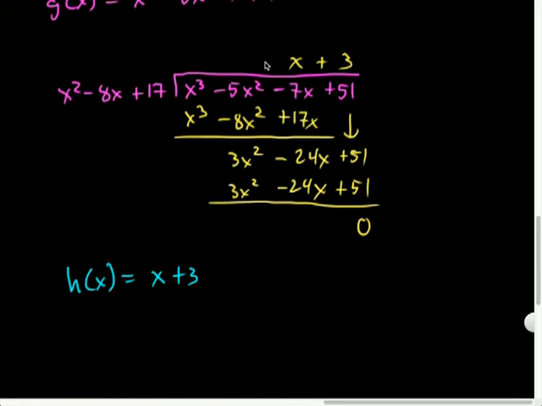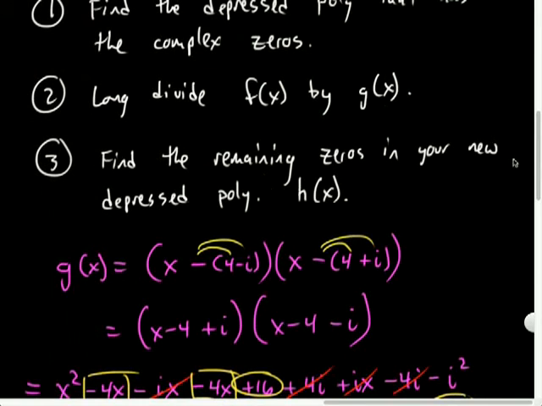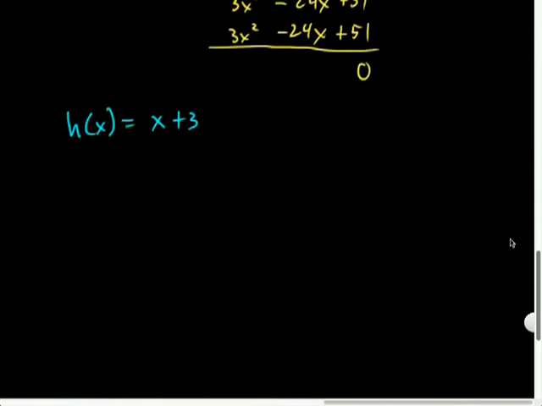All right? No guarantees this will always be linear. For instance, if I started off with a quadratic, a quartic, this would have been a quadratic or something like that. But here we go. Step 3, find the remaining zeros in your new depressed poly. Well, that one's easy in this case. I'm just going to take x plus 3, set it equal to 0, and solve. Minus 3, and I'm going to get x equals negative 3.